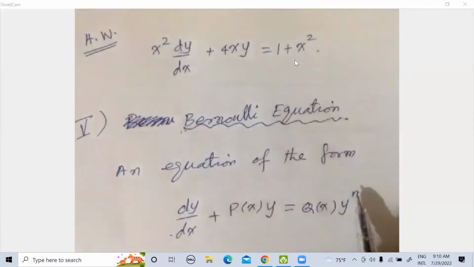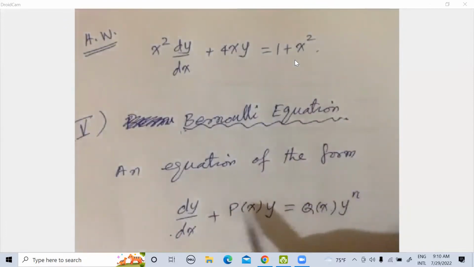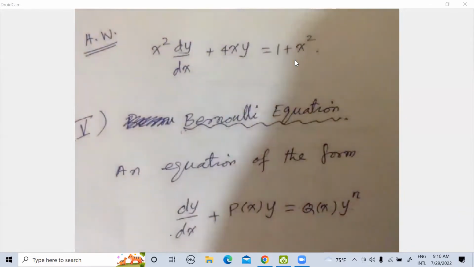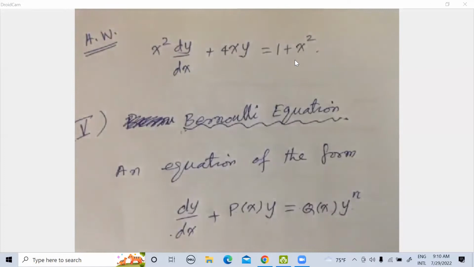If n is equal to 1, then you get q of x times y minus p of x times y. If you take this term to the other side, that is q of x minus p of x times y. It's a separable equation. You can separate the variables and solve the equation.